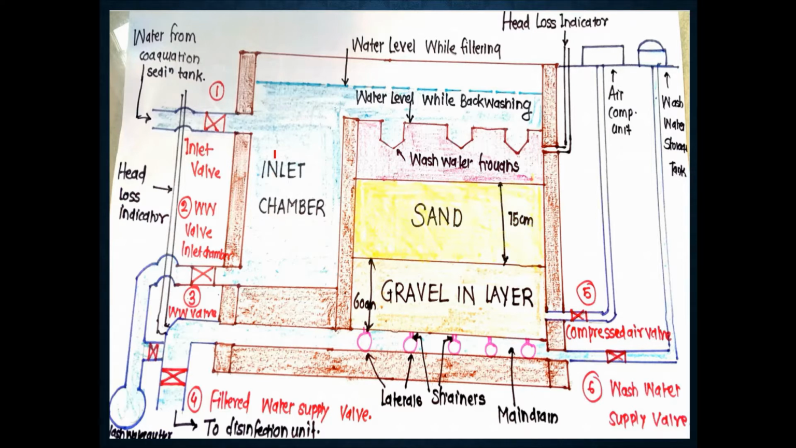Then, particularly talking about the filter media, what you are able to observe? The common filter media material is nothing but sand. Here you are able to observe the sand, and sand is supported by gravel in layers. The thickness of the sand is generally 75 centimeter and gravel thickness is 60 centimeter. In the previous discussion of the slow sand filter, we discussed that gravel is also placed in different sizes, starting from coarser at the bottom and finer at the top.